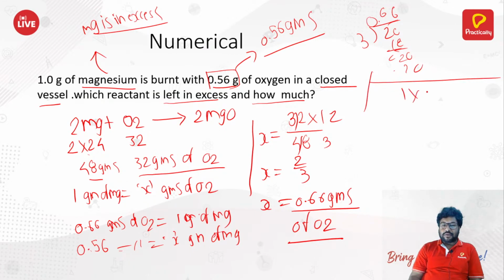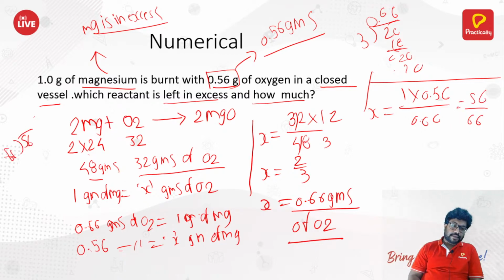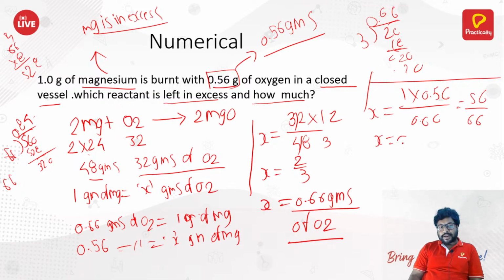So let's multiply 1 into 0.56 divided by 0.66 is equal to X grams of magnesium. So X is equal to 56 divided by 66. 56 divided by 66, 528, how much remains? 32, 0. 66 4s, yeah, 0.84. So X is equal to 0.84.